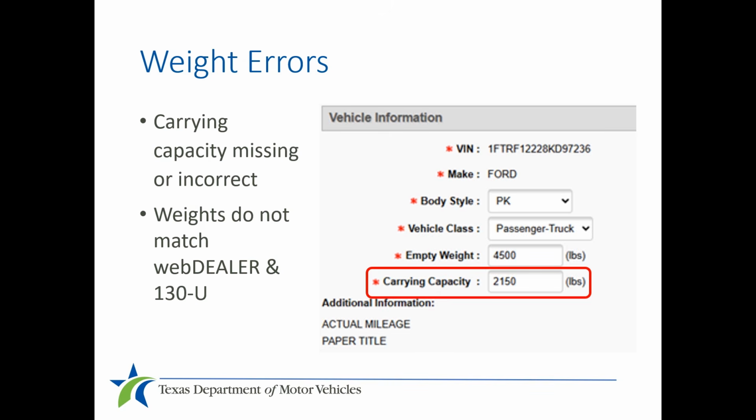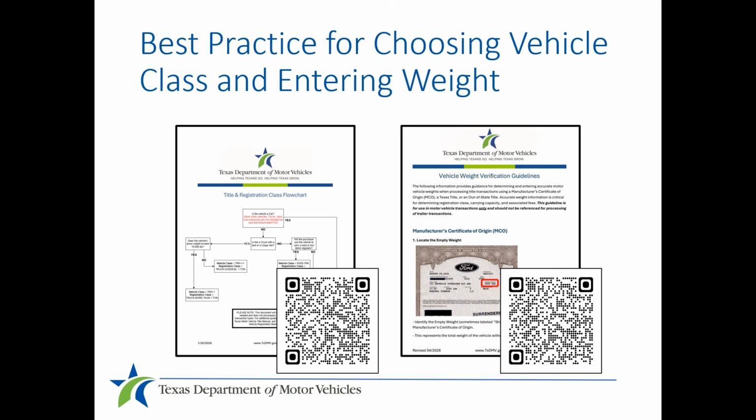One of the best ways to prevent these issues is to carefully verify all vehicle weight information before submitting the transaction. Additional guidance on proper weight requirements and classifications can also be found in our next slide. One of the best ways to avoid vehicle class and weight errors is by using these available training resources, which can be found in our resource document library or by scanning the QR codes shown above each resource.